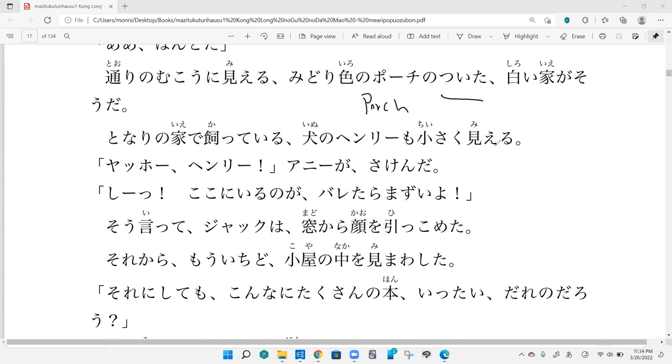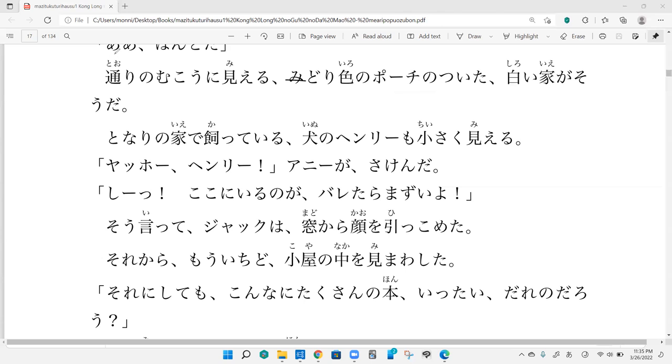So, tsuita means to be attached. So, attached to the shiroi ie is a midori pochi. What does that mean? Midori pochi. So, a green colored porch. It's attached to the shiroi ie. Attached. Yep. To a white house.